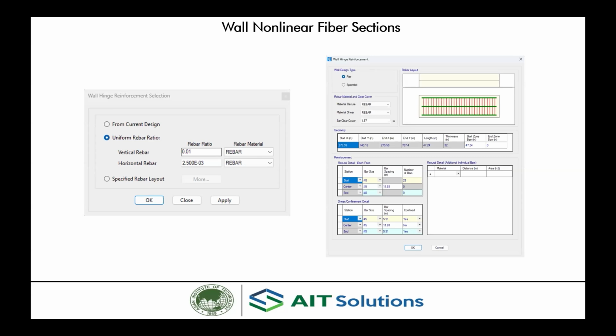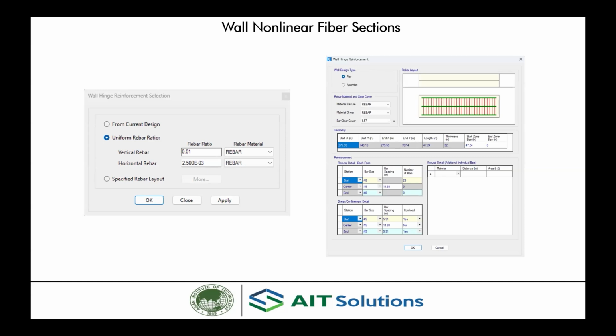What is the percentage of reinforcement at the confined end? What is the unconfined reinforcement? And the program will use that information to not distribute the reinforcement in a fiber section uniformly, but based on the information provided for the reinforcement for that element.